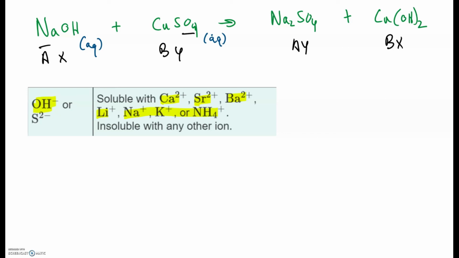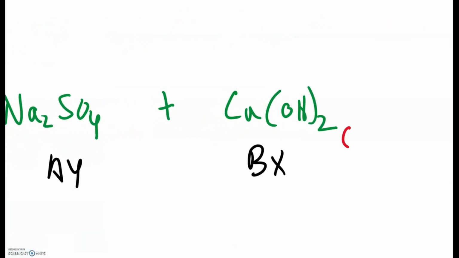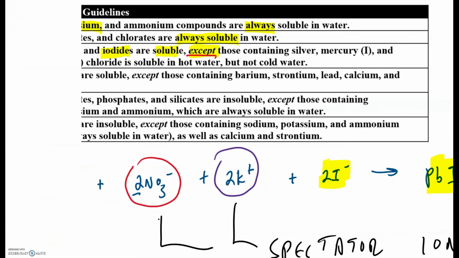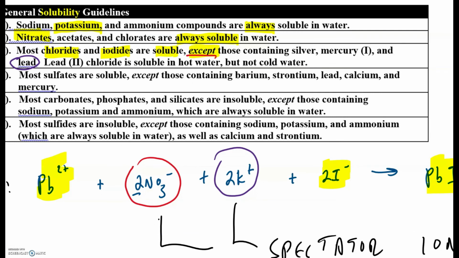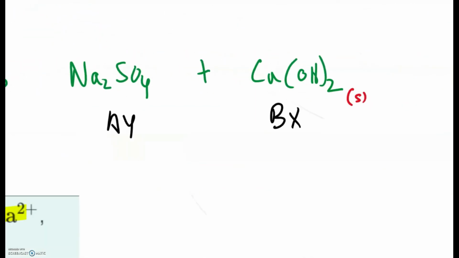So anything that has sodium, potassium, or ammonium is always going to be soluble. But insoluble with any other ion, I guess that means that it has to be this guy. And you're saying, well, Mr. O, what about this stuff? What about sodium sulfate? And what it says up here is that anything that has a sulfate in it, right here, anything that has a sulfate in it is soluble unless they contain these 5 elements. Well, sodium isn't one of those. That means that this stuff has to be aqueous.